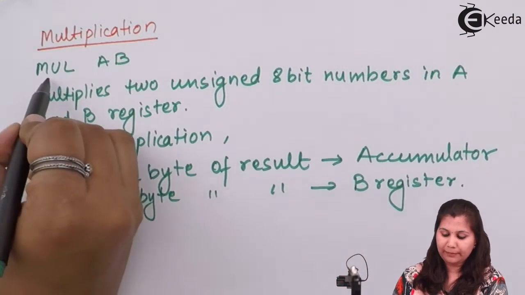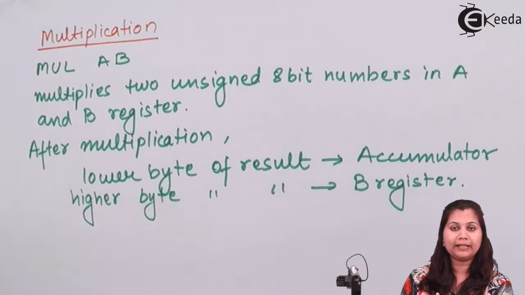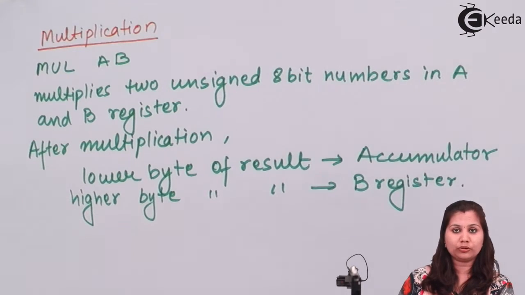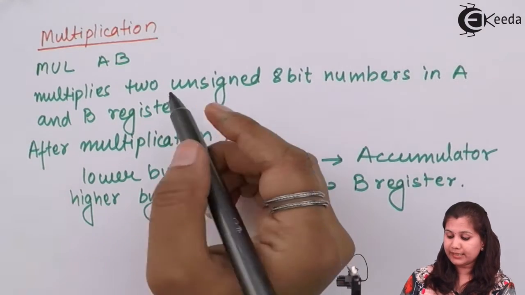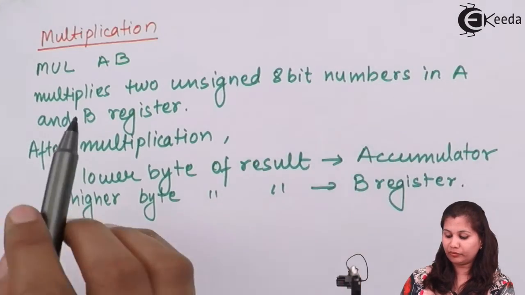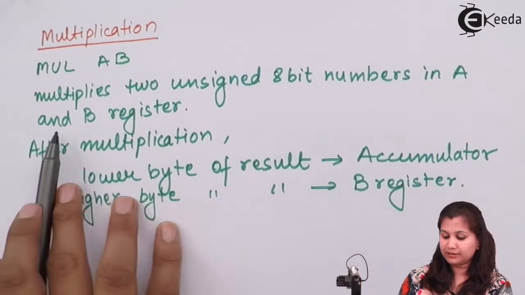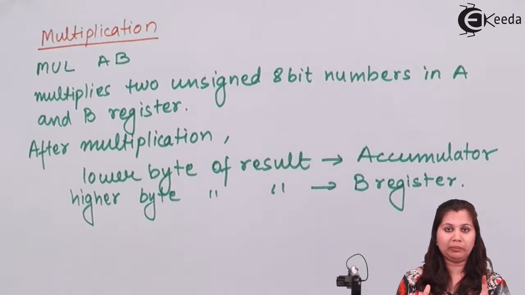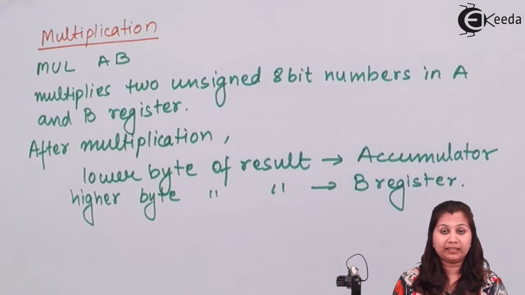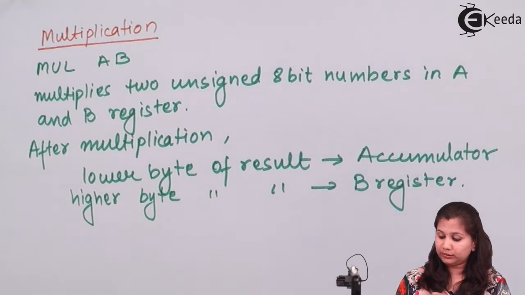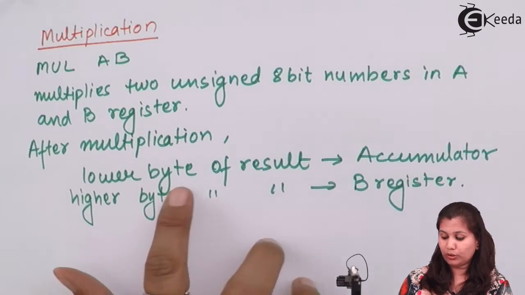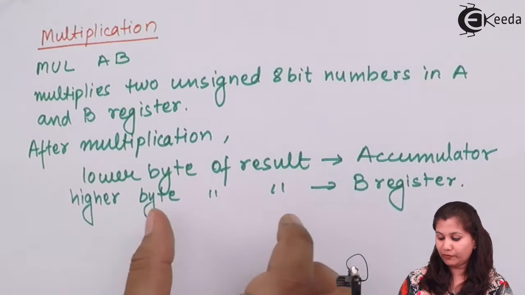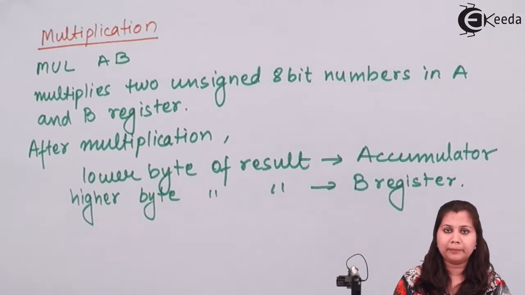So this instruction MUL AB is going to multiply two 8-bit unsigned numbers, which means the number is not going to be negative. One number is stored in the accumulator and another number is in the B register. When these two 8-bit numbers are multiplied, the result will be greater than 8 bits. After multiplication, the lower byte of the result will be stored in the accumulator, and the higher byte of the result will be stored in the B register.